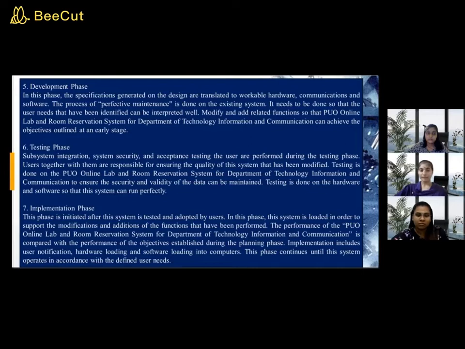Seventh is the implementation phase. This phase is initiated after the system is tested and adopted by users. In this phase, the system is loaded in order to support the modifications and additions of the functions that have been performed. The performance of the PUO online lab and room reservation system for the Department of Technology, Information and Communication is compared with the performance of the objectives established during the planning phase. Implementation includes user notification, hardware loading, and software loading into computers. This phase continues until the system operates in accordance with the defined user needs.